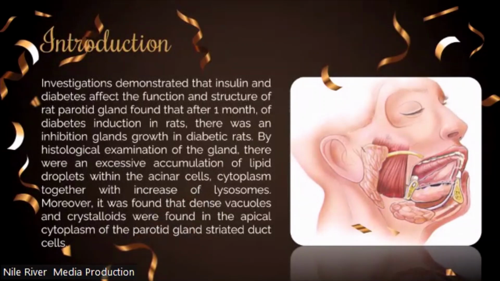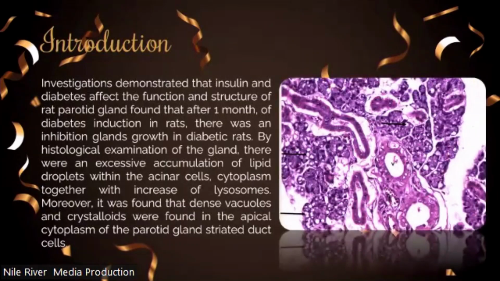Investigation demonstrated that insulin and diabetes affect the function and structure of the rat parotid gland. Found after 1 month of diabetes induction in rats, there is inhibition of the gland growth in diabetic rats. By histological examination of the gland, there was an excessive accumulation of lipid droplets within the acinar cells cytoplasm together with increase of lysosomal activity. Moreover, dense vacuoles and crystalloids were found in the apical cytoplasm of the striated duct cells of the parotid gland.